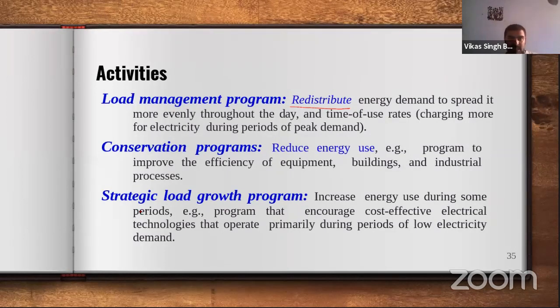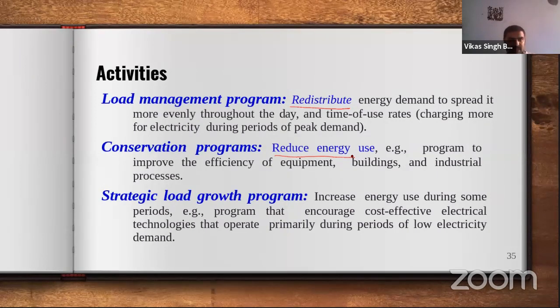Second is the conservation program. Conservation program means reducing energy use. In this reduction of energy use, energy efficient buildings can play an important role. Improvement or use of energy efficient devices can be done, like in the lighting system, where most lighting systems are replaced by LEDs, so that those LEDs help in energy conservation.